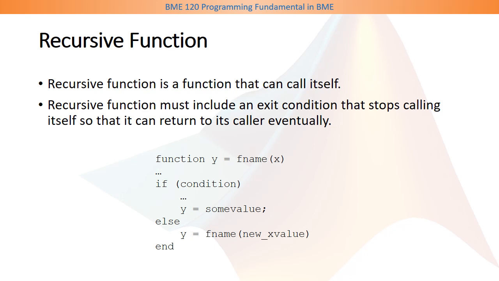In this function, you can see there must be a condition so that the output value is assigned with a value that no longer needs the calling of itself. If this condition is not met, then the function will call itself with a new x value. If the condition is met, then the recursive function will return to its caller. Otherwise, it will crash the system.